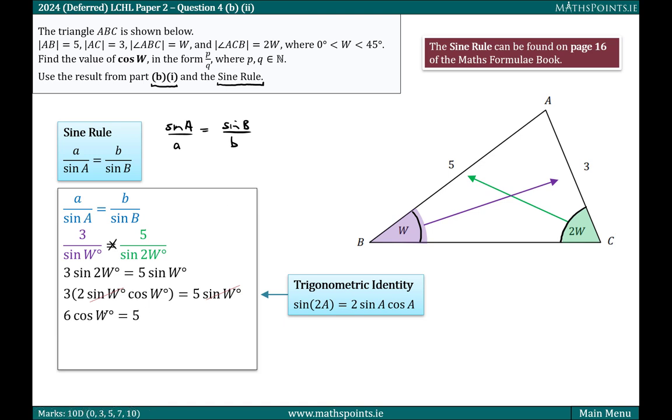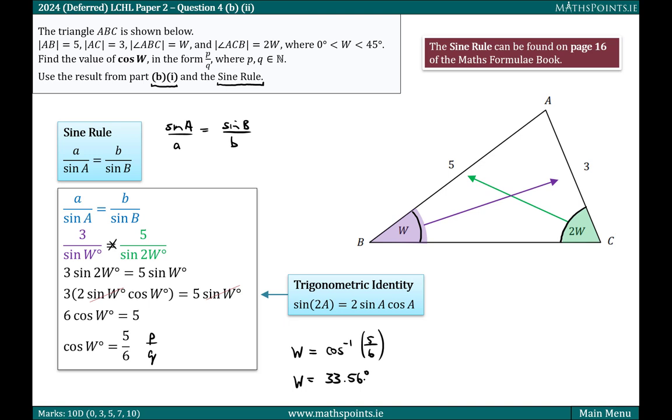and then we're asked to find cos of w, so we're going to divide both sides by 6, and we get cos w equals 5 over 6. And that's it, done. We don't have to do any more work. They ask us for cos w in the form p over q, where p and q are natural numbers, which they are. If we had been asked to actually find the angle w, well, the angle w can be found by finding the cos inverse of 5 over 6, and if we throw that into our calculator, we get 33.56 degrees. But they don't ask us for that in this question, so it's not necessary.